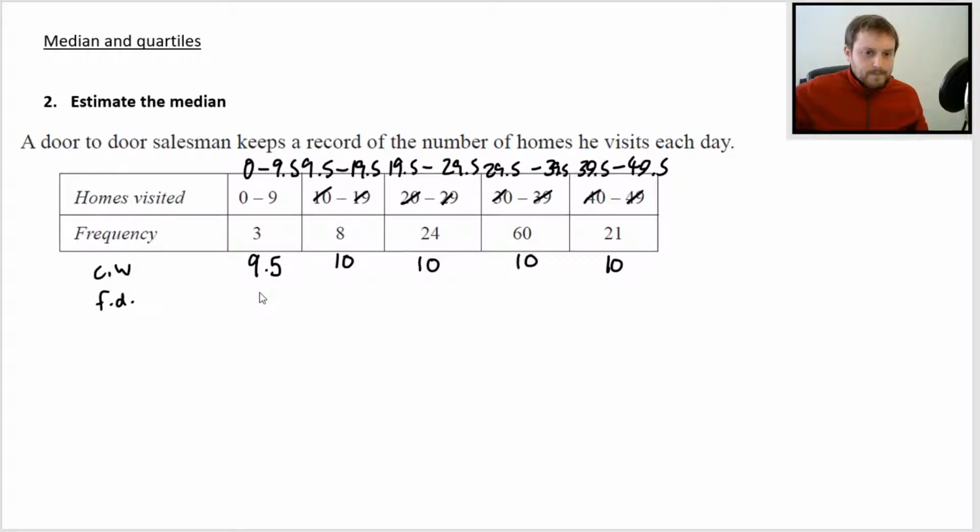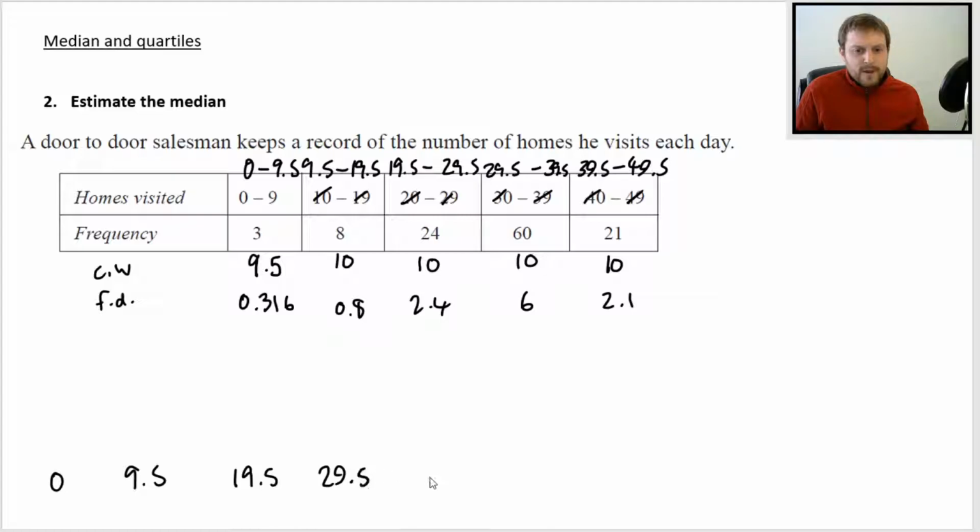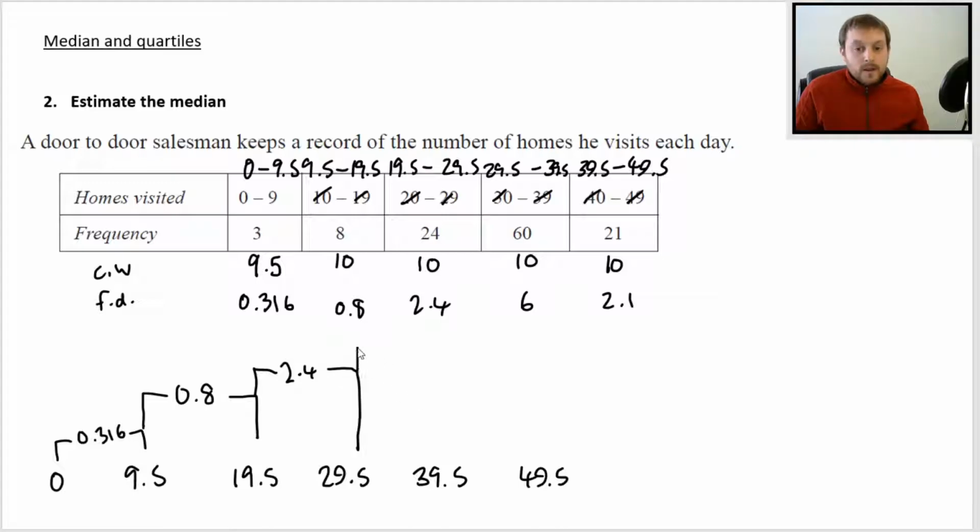So anyway, frequency density. I need 3 divided by 9.5, so it's 0.316-ish. Anyway, 8 divided by 10 is 0.8, then 2.4, 6, and 2.1. My sketch will be 0, 9.5, 19.5, 29.5, 39.5, 49.5. This goes up to a height of 0.316. This goes up to a height of 0.8. This goes up to a height of 2.4. This goes up to a height of 6. And this goes up to a height of 2.1. And you can see how lazy I'm being with my sketch here, because these are totally not to scale. But it doesn't matter.